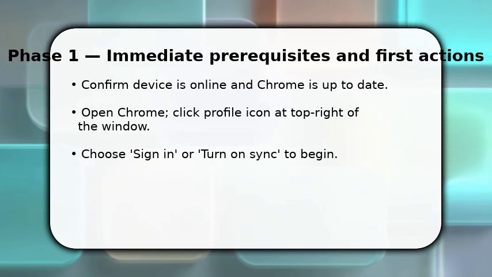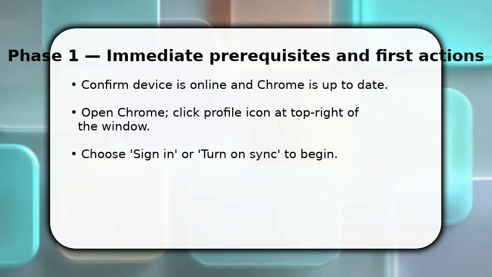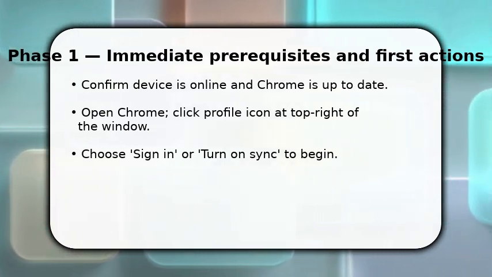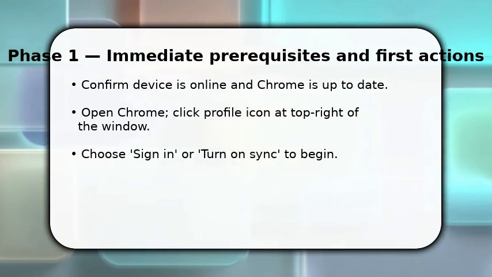Enjoy the video. You'll start with Essentials. Make sure your device is online and Chrome is updated because outdated builds block sync. Once done, open Chrome and click the round profile icon at the top right. This is your gateway. Select Sign In or Turn on Sync.